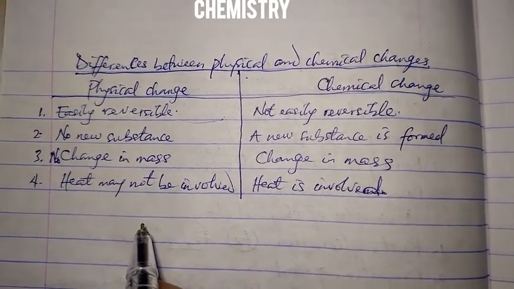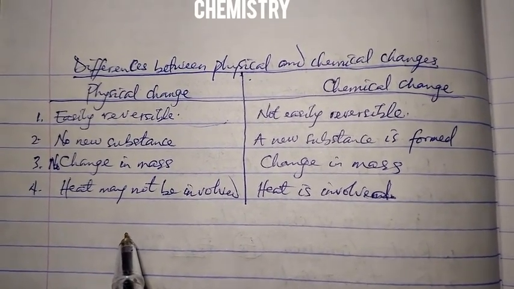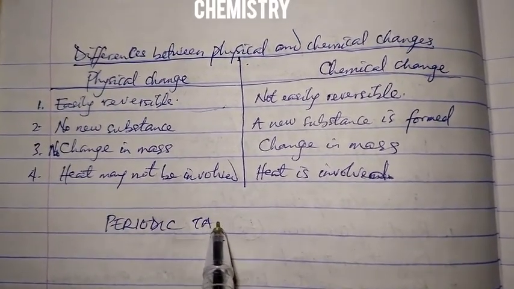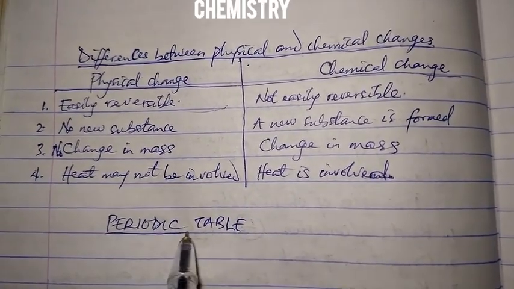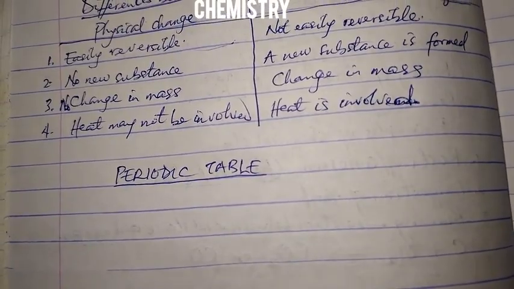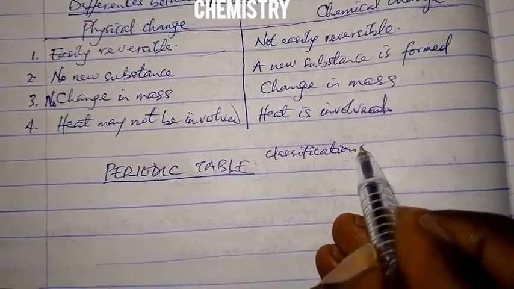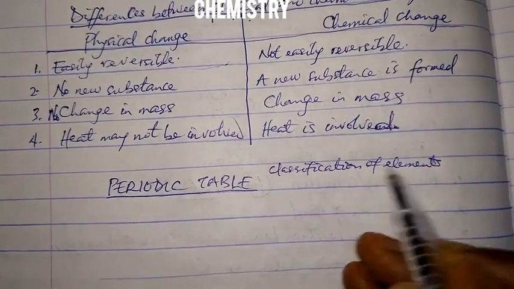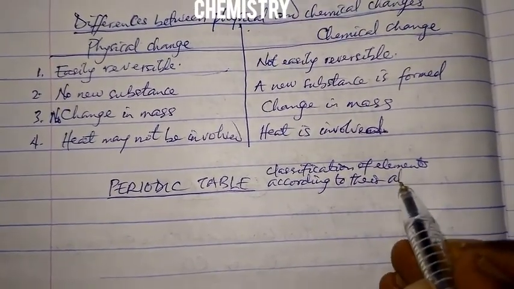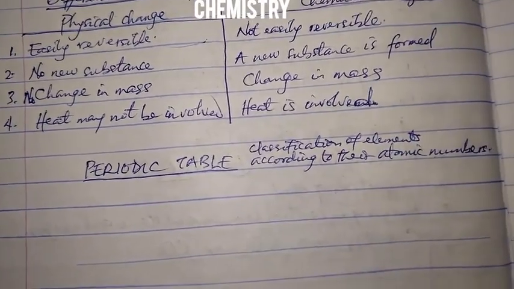Let's move on to elements. In the last class, you discovered that I introduced some elements and then I mentioned something about the periodic table. So I want us to look at it in more details here. I defined periodic table in the last class as a system of arrangement or classification of elements according to their atomic number. Don't forget, it's atomic numbers, not masses.